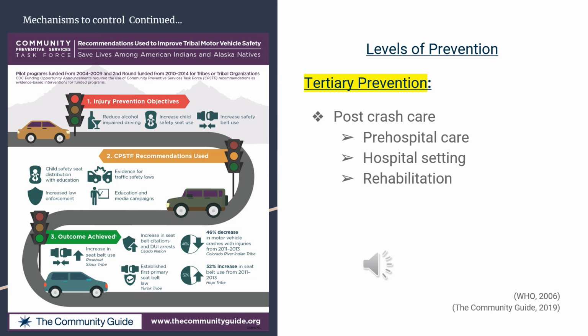To the left of this slide, I have provided an infographic from the Community Preventive Services Task Force, and these are recommendations used to improve tribal motor vehicle safety. This helps to better visualize the levels of prevention that I summarized earlier. The demographic that it includes are American Indians and Alaska Natives, since they are a population who is also affected by motor vehicle accidents in the United States.